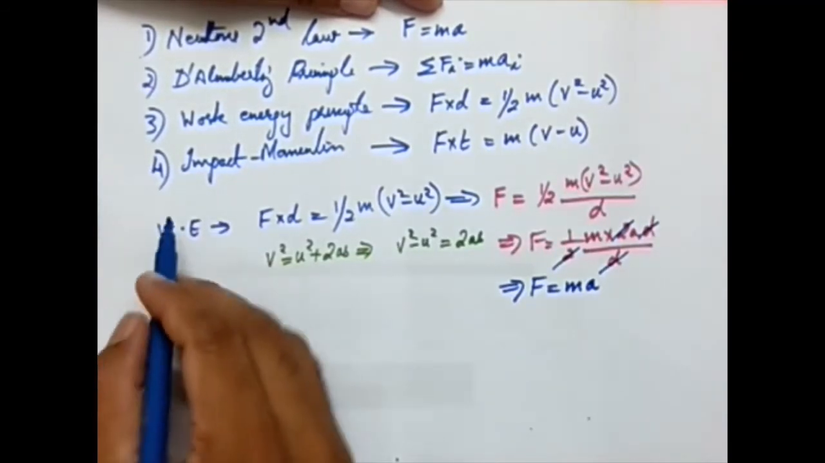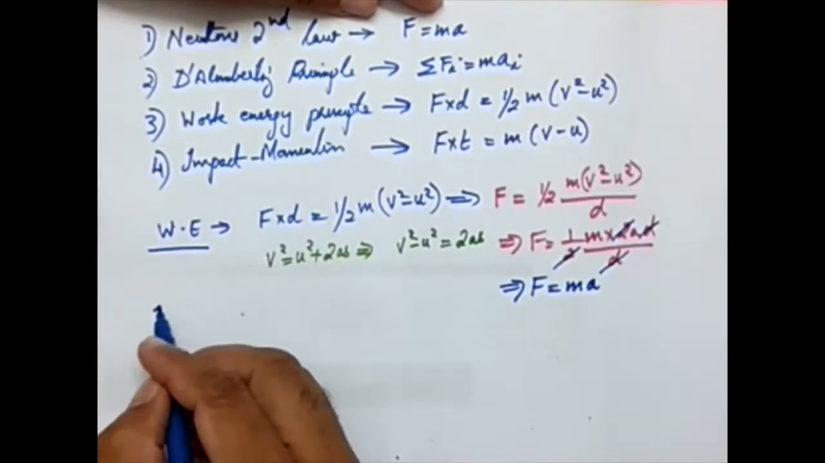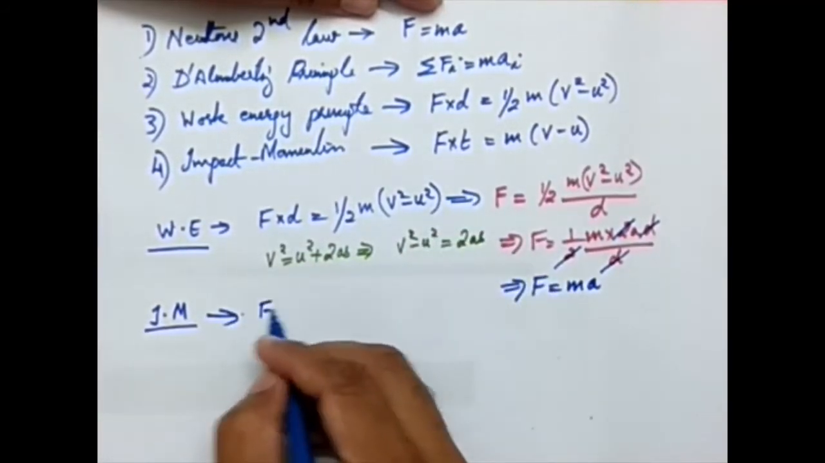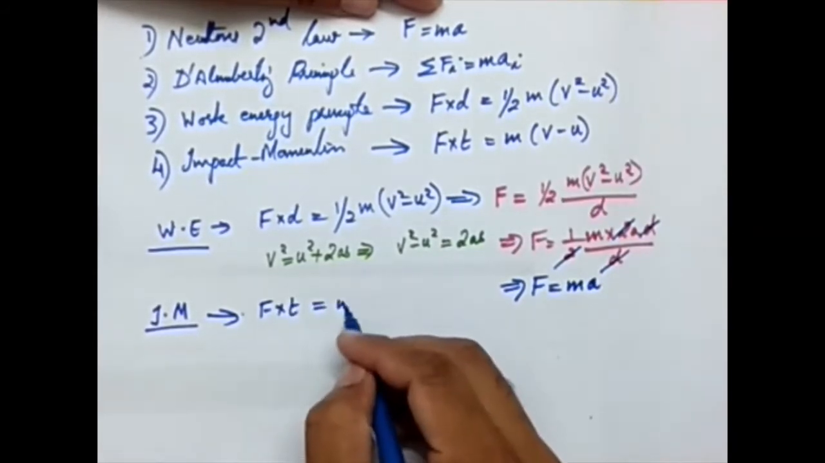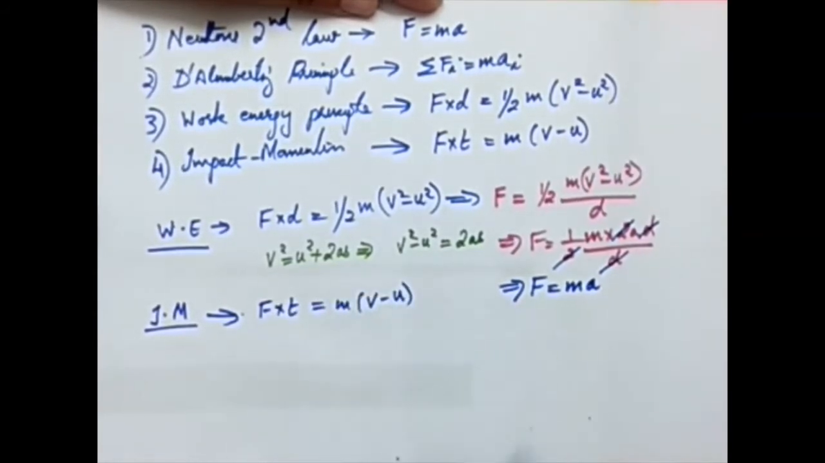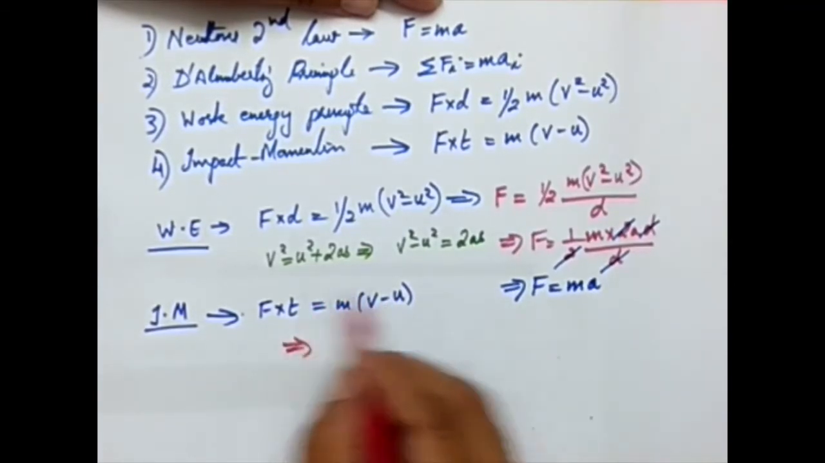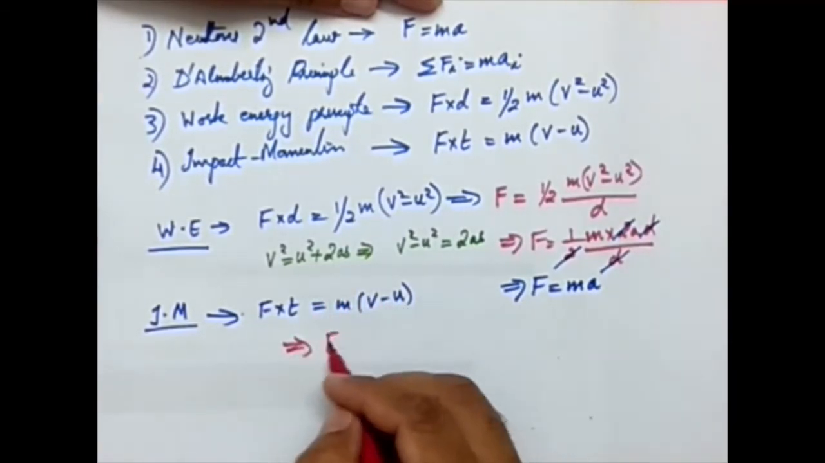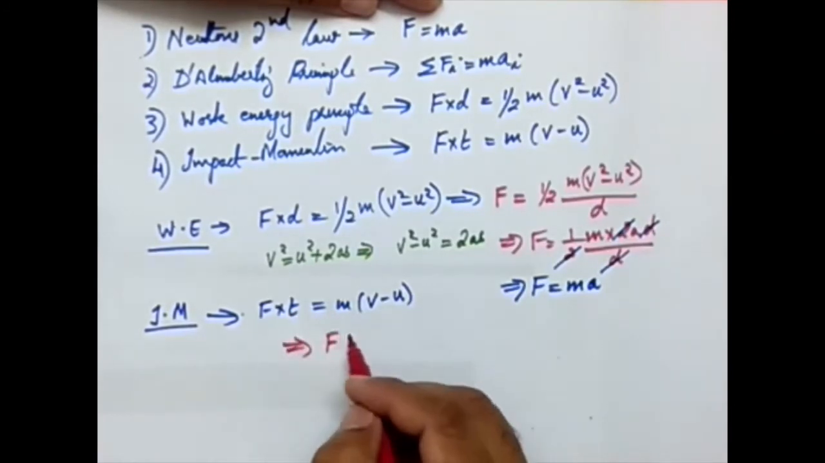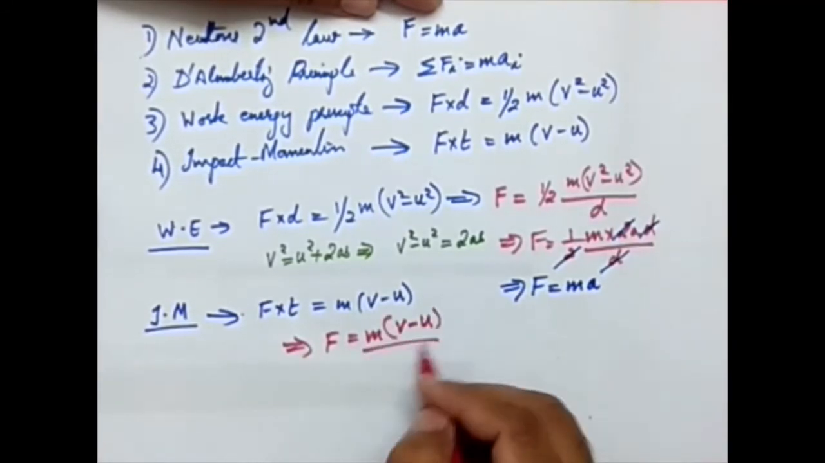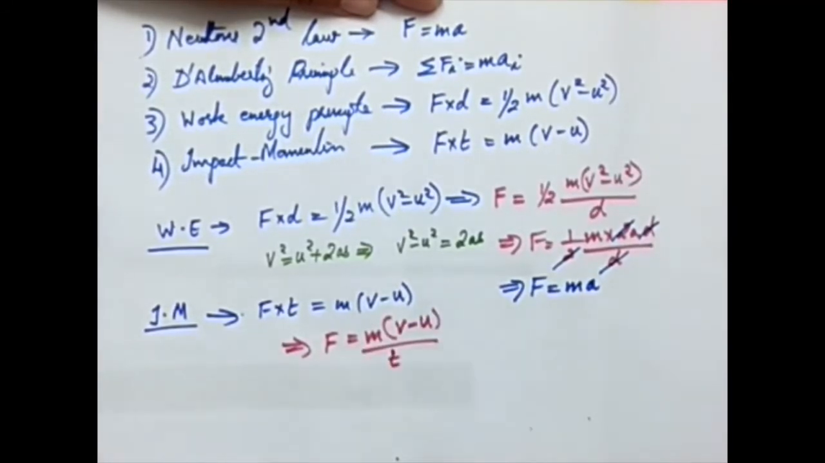Similarly, if I look at the impact momentum, what is the expression? F times t is equal to m into (v minus u). Now again I'm trying to reframe this equation. I'm keeping the force on the left side and taking whatever is on the left hand side to the right hand side. So it's going to be m into (v minus u) by t.